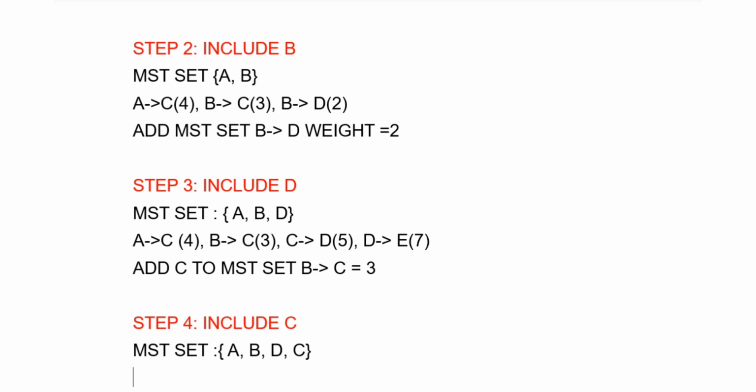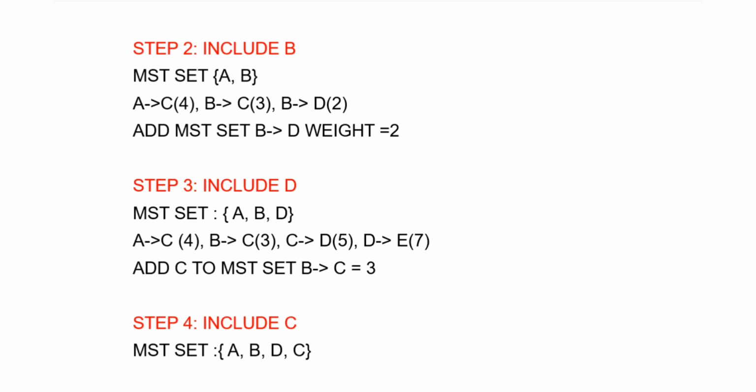C to D is ignored as both C and D are already in the minimum spanning set. So C to E has weight 6. The vertex E is not yet in the minimum spanning tree set but the edge is larger than B to C. Next one is D to E. The weight is equal to 7. The vertex E is not yet in the set but is larger than B to C. The smallest edge among those considered is B to C, weight 3.